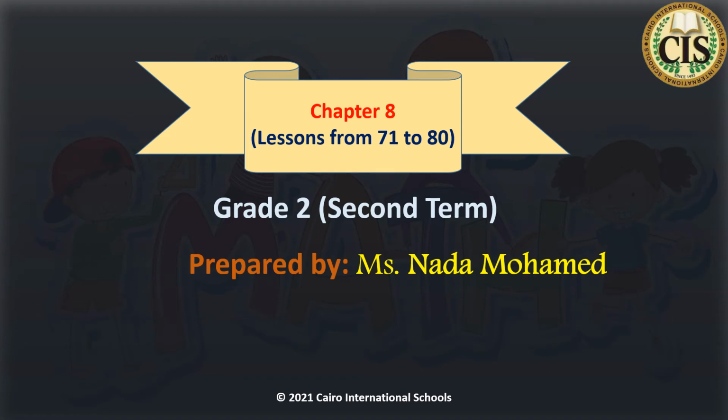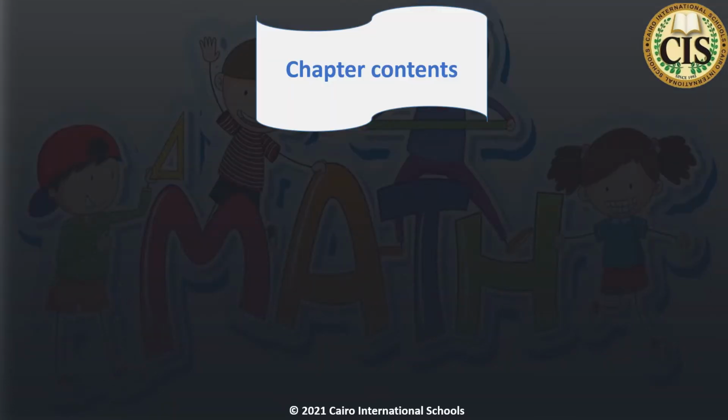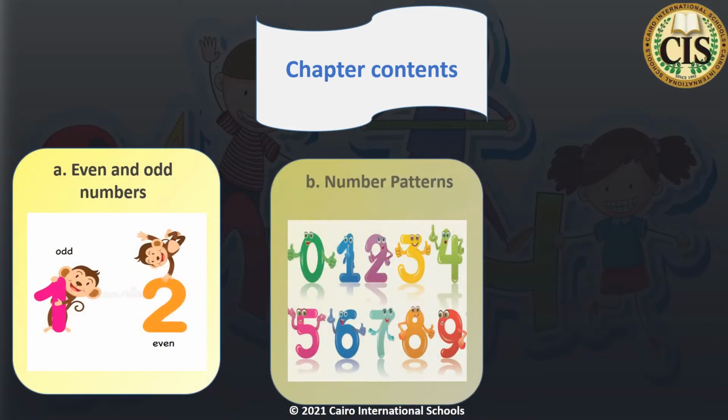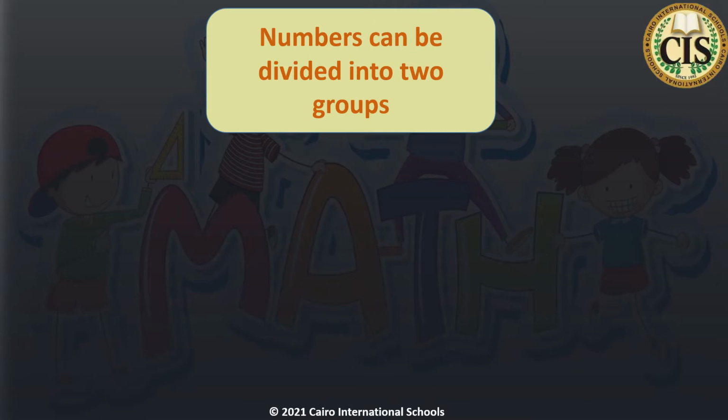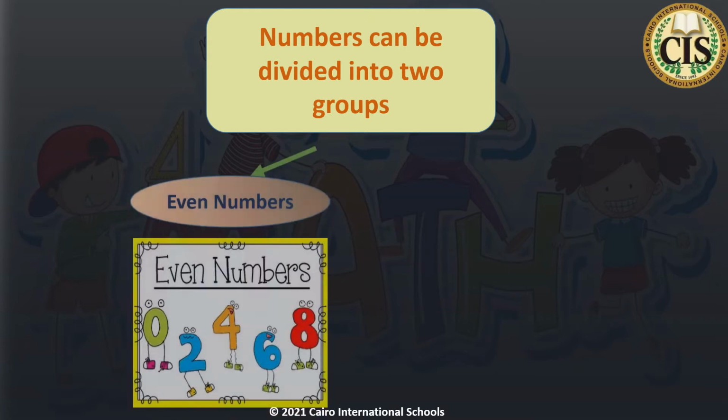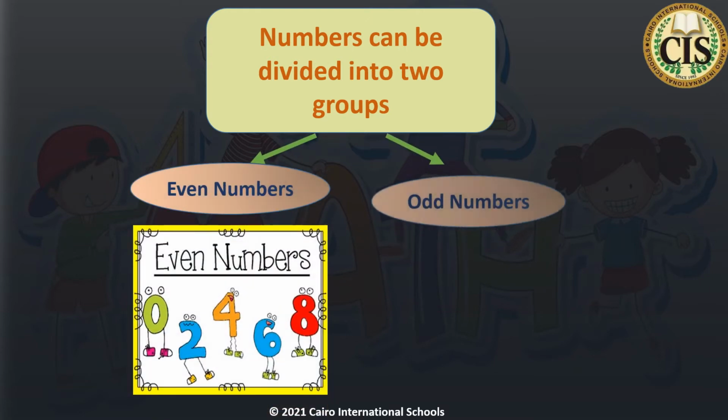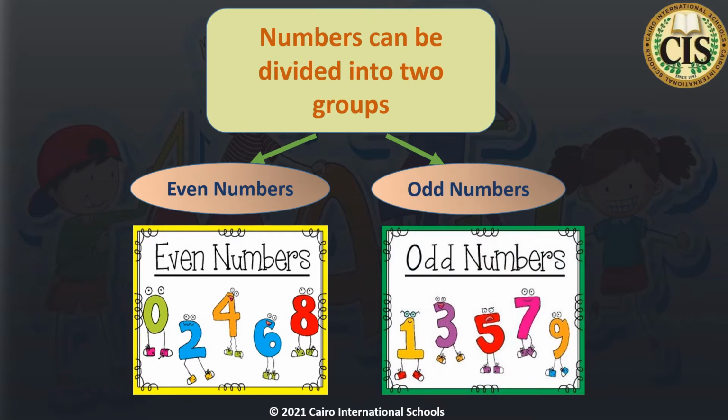Hope you are fine. Let's start chapter 8 lessons from 71 to 80. Chapter 8 contents are even and odd numbers, number patterns, and arrays. Numbers can be divided into two groups, which are even numbers and odd numbers.